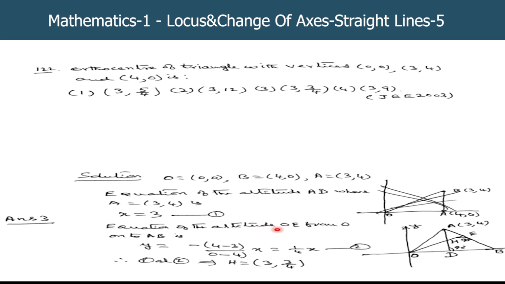Next, the equation of the altitude OE from the origin O onto AB is simply y is equal to minus of (4 minus 3) by (0 minus 4) into x, which is equal to 1 by 4 into x. So solving 1 and 2, we get H is equal to (3, 3 by 4). Here, to find the orthocenter of a triangle, it is enough if we find two altitudes of the triangle and solve. Using that procedure, you get that the orthocenter of the triangle is (3, 3 by 4). Option number 3.